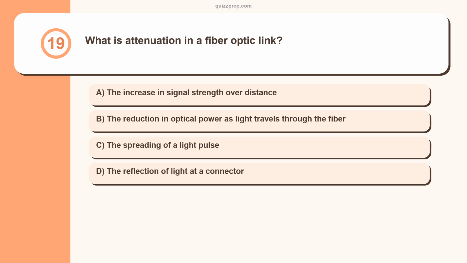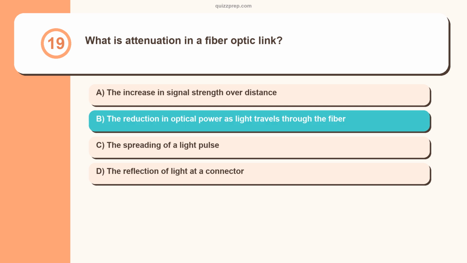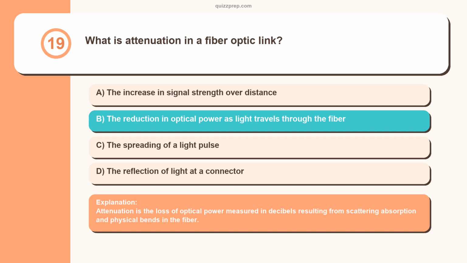Question 19. What is attenuation in a fiber optic link? The increase in signal strength over distance. The reduction in optical power as light travels through the fiber. The spreading of a light pulse. The reflection of light at a connector. Attenuation is the loss of optical power measured in decibels resulting from scattering, absorption, and physical bends in the fiber.